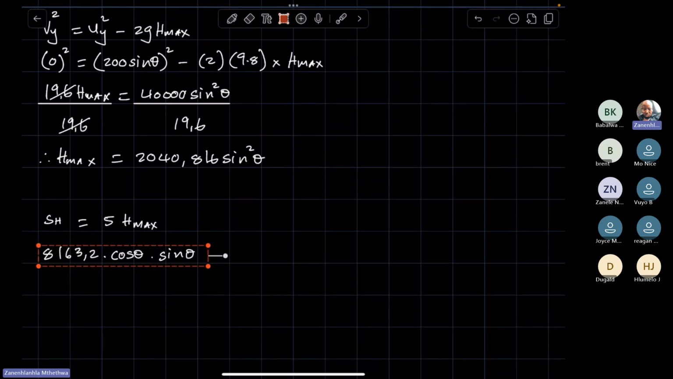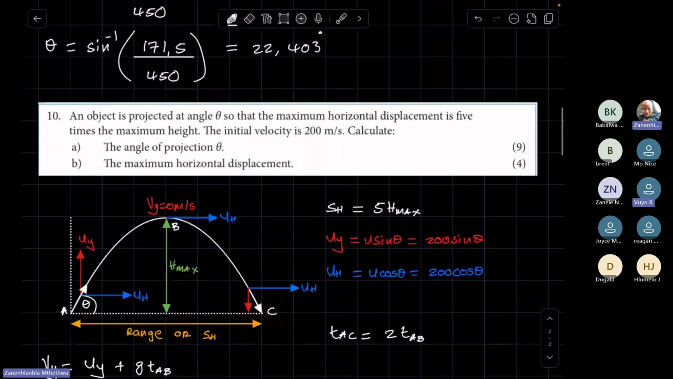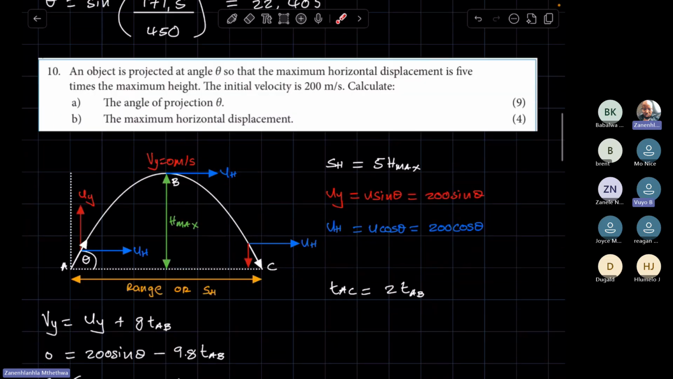Hello, sir. Yes. If you can just quickly remind me, for that horizontal displacement, where do we get the 5 from? It's equal to 5 times H max. Where do you get the 5 from? Oh, H, yes, up there. Okay, thank you, sir. We were told, yeah. Thank you. Then got it, sir. Yeah.